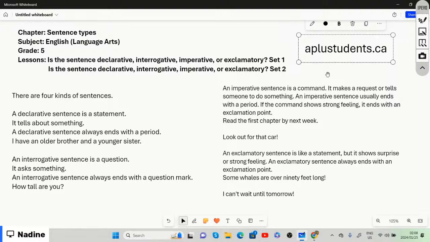All right. So basically, there are 4 kinds of sentences. We have a declarative sentence, an interrogative sentence, an imperative sentence, as well as an exclamatory sentence. And if we go to the first one, the declarative sentence, it tells you about something.